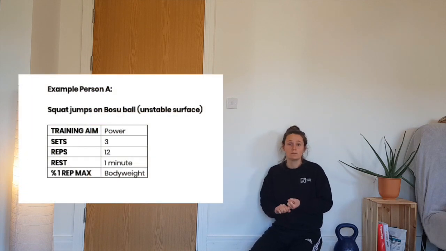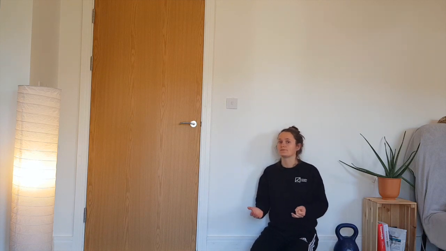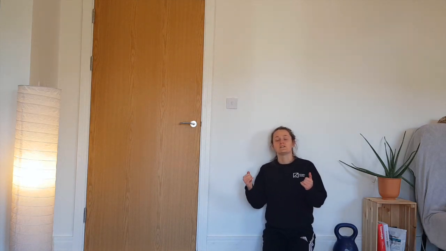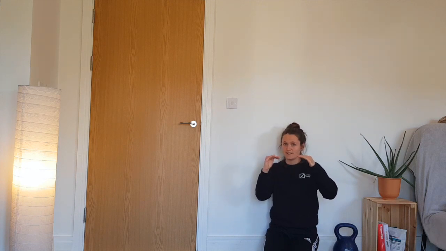So for example, the training aim is to develop power, and the exercise chosen is squat jumps on a Bosu ball because we surf on an unstable surfboard, so that's going to make it more specific, right? So an unstable surface is going to limit that individual's ability to generate their maximum capacity of force production, power. So basically that is going to limit the ability of that person to reach their peak because they are on an unstable surface, which doesn't allow for that training aim to be achieved.